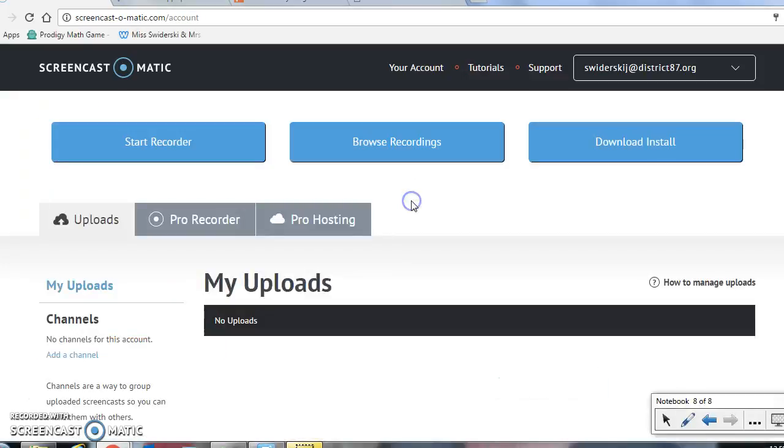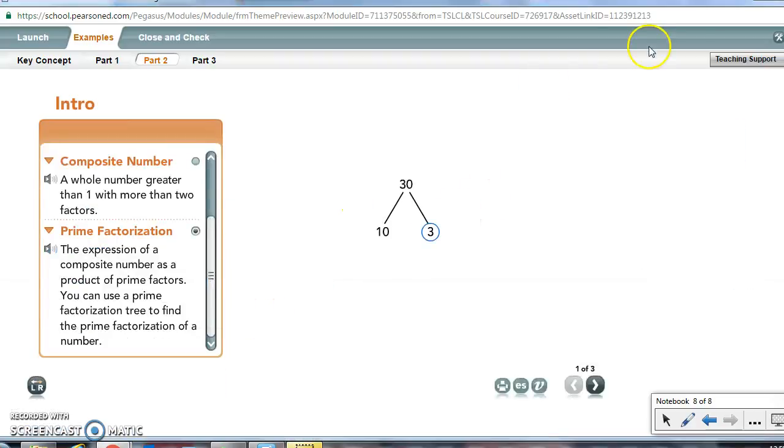Write any 2 factors of 30. If one of the numbers is prime, circle it. The number 3 is prime. Now draw two new branches with factors of 10. Circle any numbers that are prime. Continue in this way until all of the branches end in a circled number. 2 and 5 are prime numbers. The prime factorization of 30 is 2 times 3 times 5. The numbers are usually written from least to greatest.